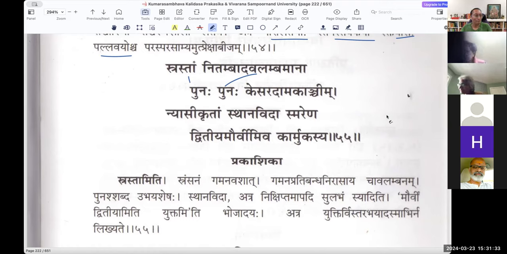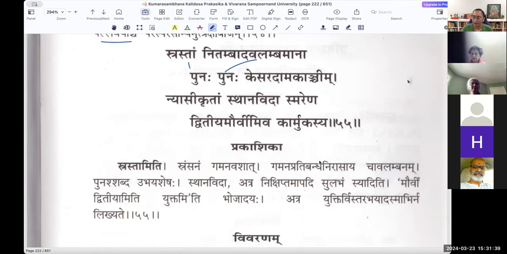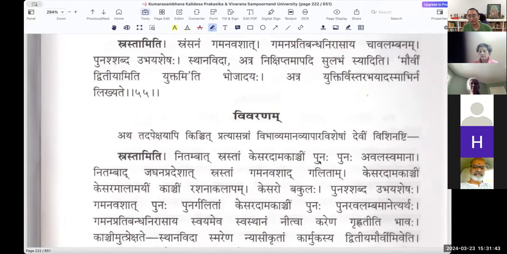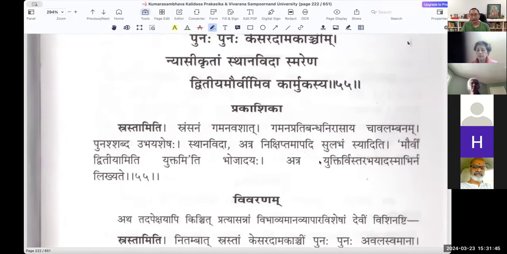Could you say that the usage of sthanavida is parikara? Definitely, yes. Sabhipraye visheshane. One more question about the previous one. I missed the last part.